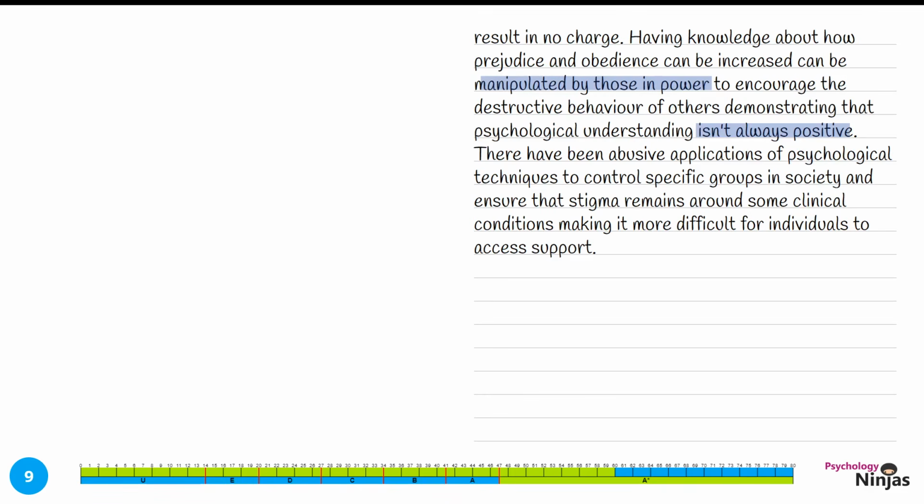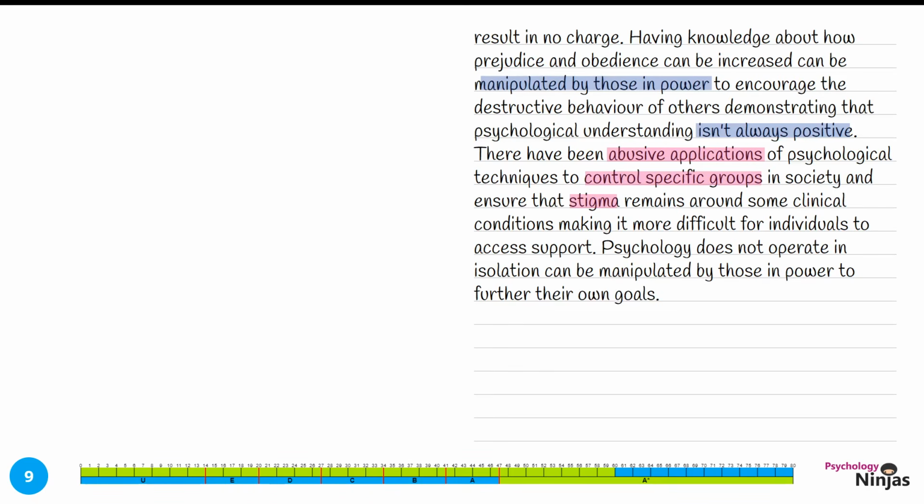Here we've explained how psychological knowledge might be used for a negative consequence for society and control specific groups. A link to stigma is nice in order to demonstrate these negative connotations around psychological knowledge. We're then going to evaluate this with specific examples. Psychology does not operate in isolation. It can be manipulated by those in power to further their own goals.